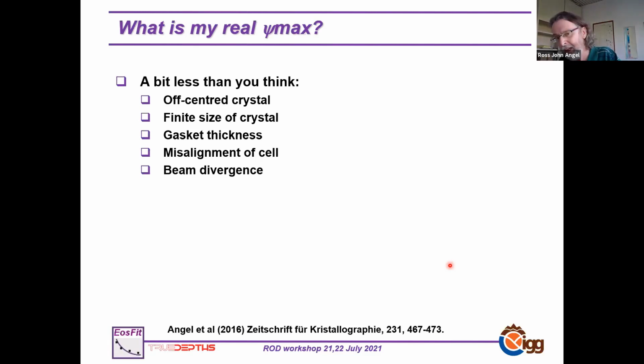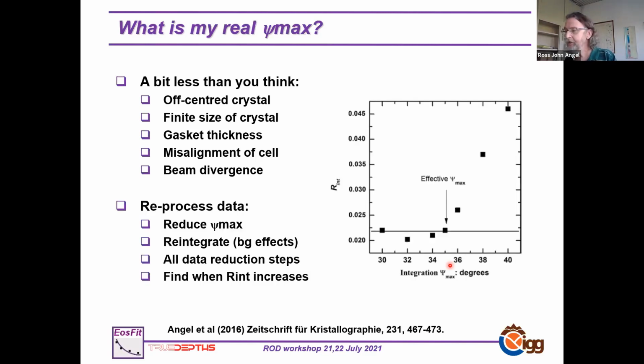So how do we find out what's the real value of the opening angle? Well, here's one way to do it, which I described in the reference that I've given there, is you reprocess the data with different values of maximum opening angle. So that's going back right to the beginning of integration, delete the old background files, delete everything except your data, redo the integration from scratch. It doesn't take long, less time than it takes you to get a cup of coffee.